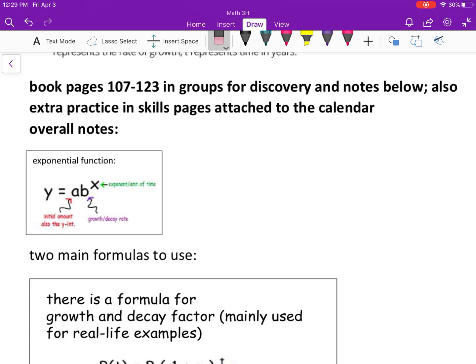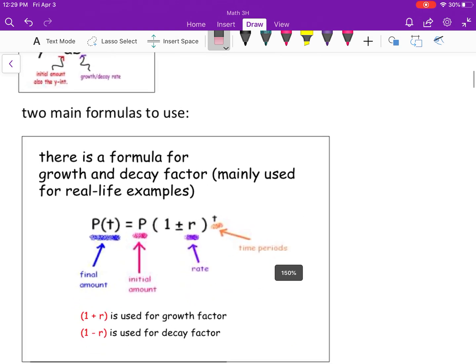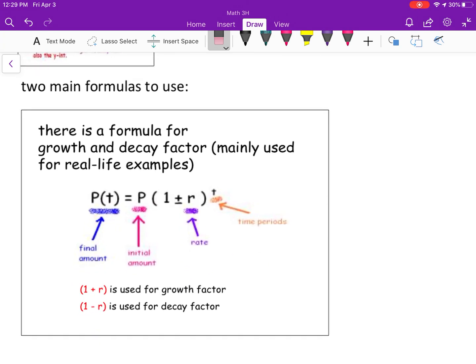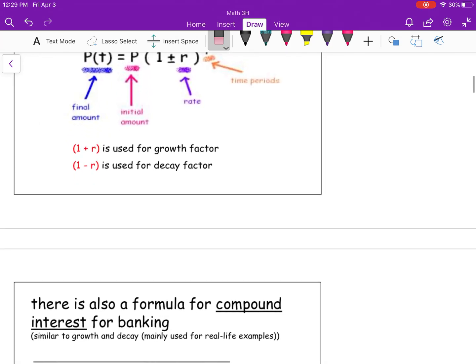That formula is going to pretty much stay the same, except we're going to do a little adding to it. Here you'll see there's a growth and decay factor formula. P of t equals p times 1 plus or minus, depending on if it's growth or decay. It won't be plus or minus at the same time. To the t. I explain exactly the final amount, initial, rate, and time period. 1 plus r is your growth and 1 minus r is your decay.